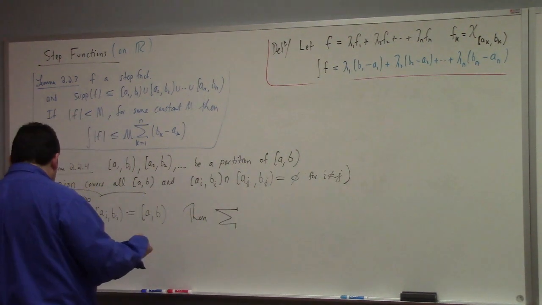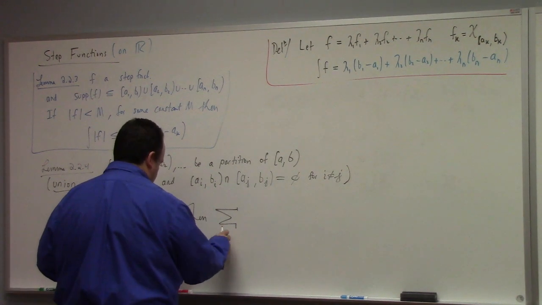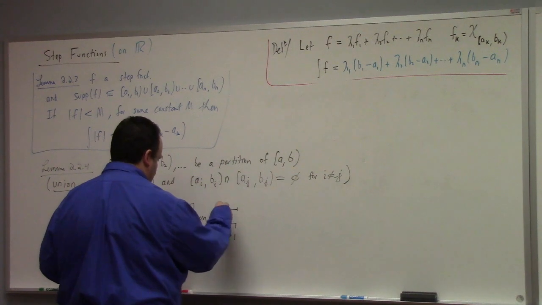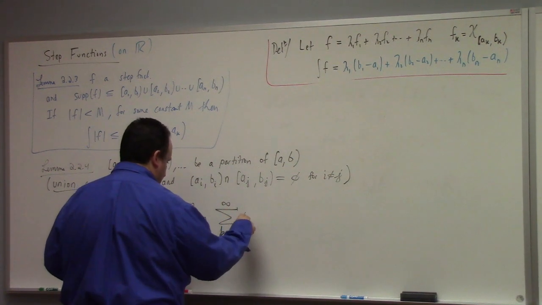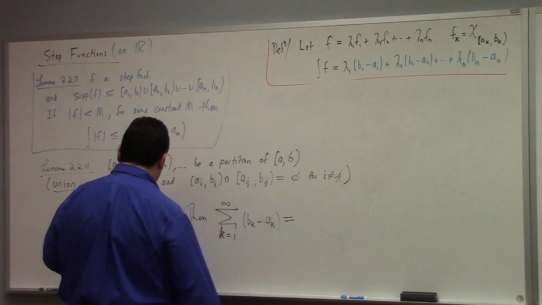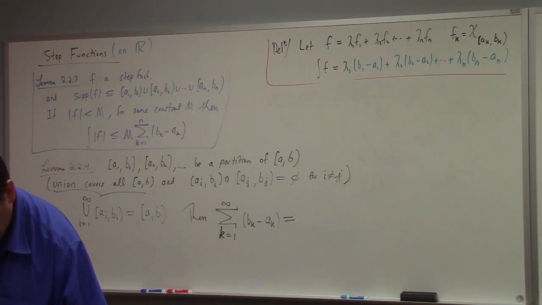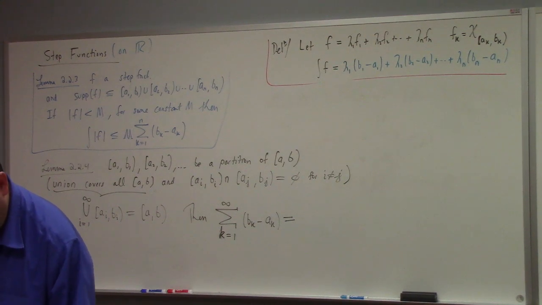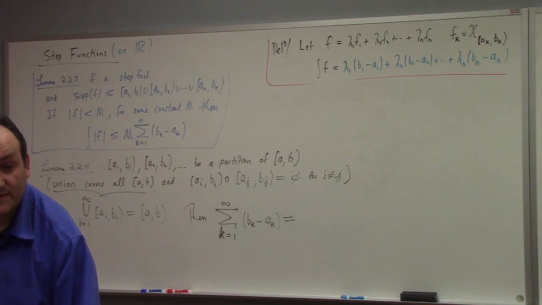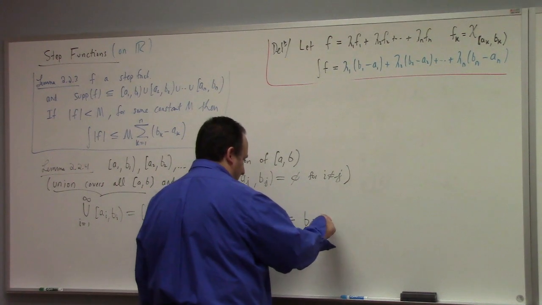Then the sum, k equals 1 to infinity, I used k, he used n, of b sub k minus a sub k is equal to what? What's that? B minus A, right? Now, this is intuitively obvious, right?